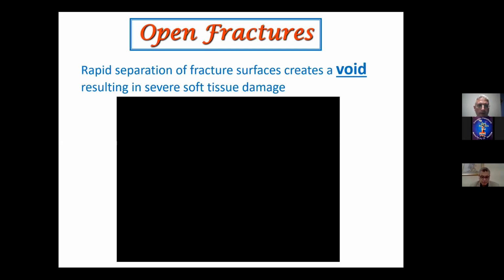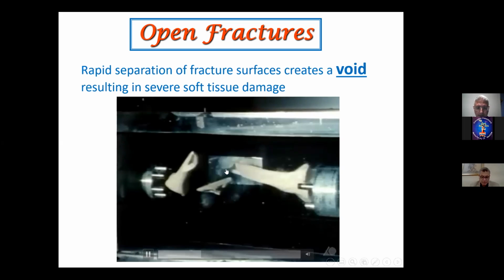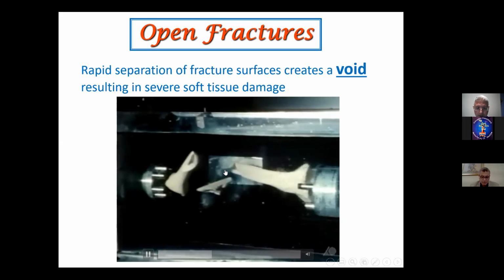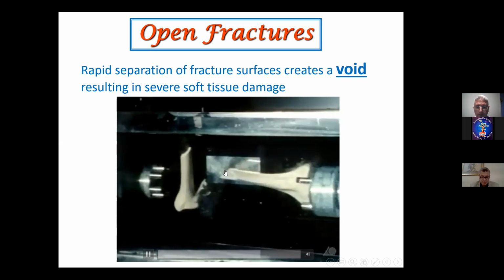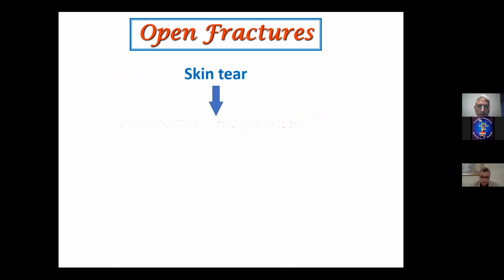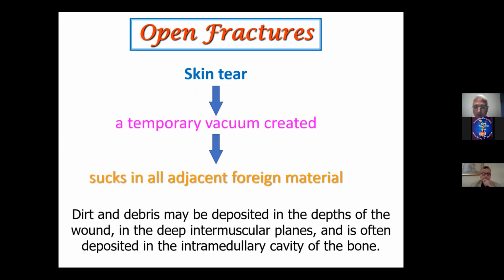Basically, we know that the rapid separation of the fracture in general creates a void that results in soft tissue damage. As we see here in this video, it makes a void here, as we see again. This void creates some sort of vacuum or negative pressure that, when we have a skin tear, creates a vacuum effect that sucks in all adjacent foreign materials. So we are going to find debris and dirt deposited deeply in the deep tissue, intermuscular planes, and even in the medullary cavity of the bone.